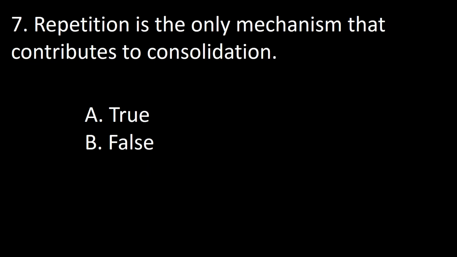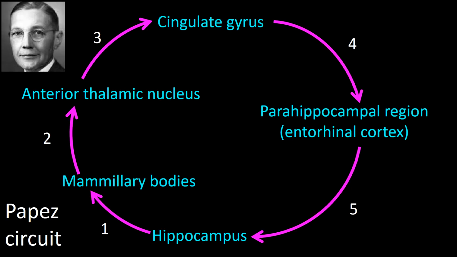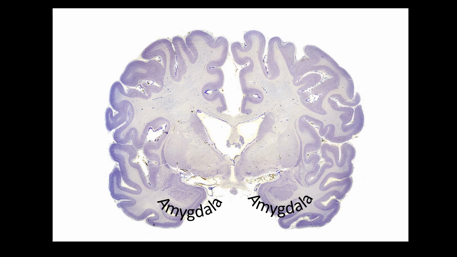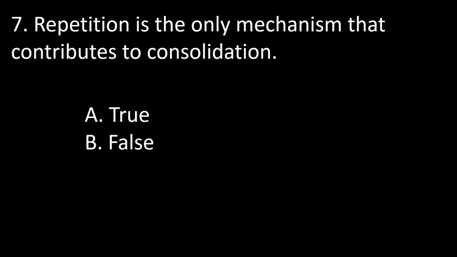Next question. Repetition is the only mechanism that contributes to consolidation. A true, B false. Meeting John is less memorable than meeting a vampire, despite both activating the same cortical areas. This is because emotion and fear encourage memory consolidation. This is so due to the activation of the Papez circuit and, probably in the case of fear, activation of the amygdala. In this frame, I have illustrated the two-way connection between the prefrontal cortex and the amygdala. So the answer to this question is false.